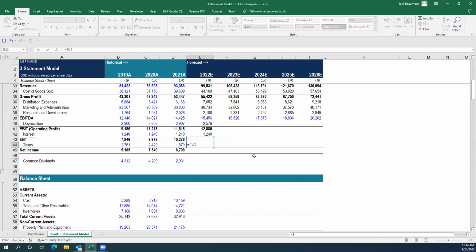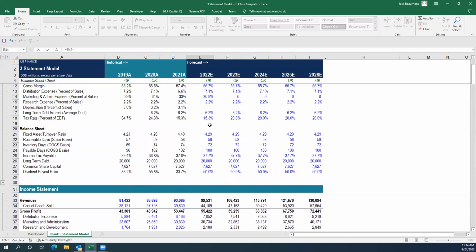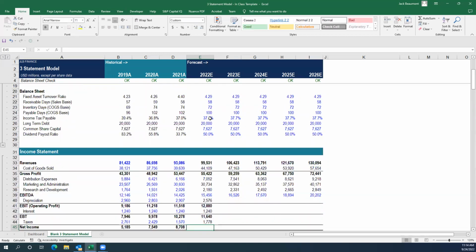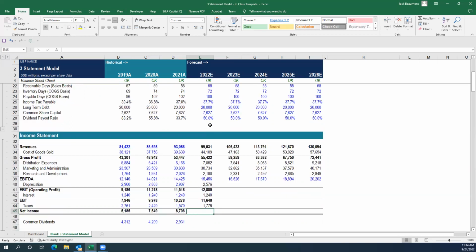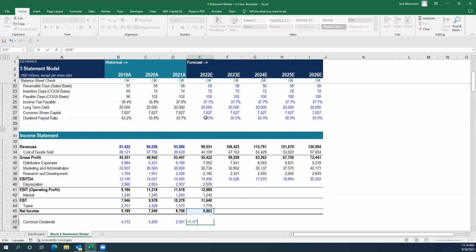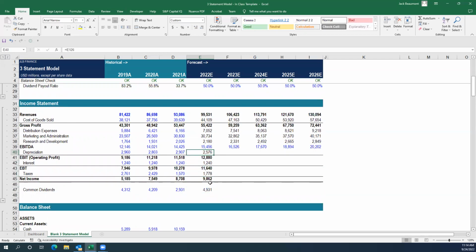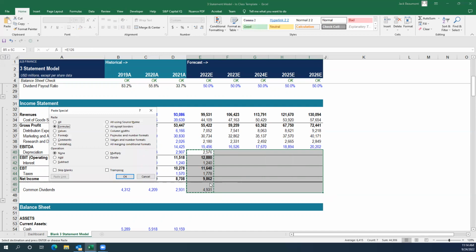Okay, and then we take our earnings before tax, we multiply that by our tax rate assumption, and that is up here. Cool. Now we can figure out our net income. And we also have a dividend payment, which is based off of a 50% payout on net income. And that's just an assumption that we made. Okay, and go ahead and copy those formulas over.